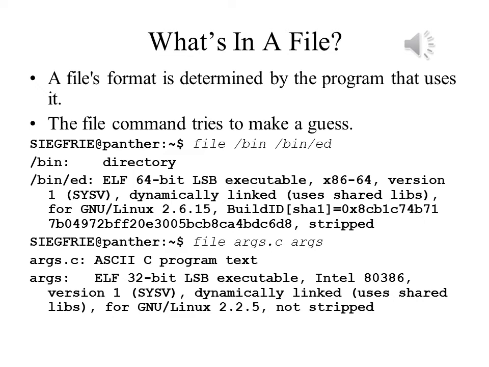The truth is that exactly what all of this means is something that's a little beyond the scope of the course, or certainly beyond our scope right now. Similarly, I can do the same thing for file args.c, and it recognizes from what it finds at the beginning of the file that it is a program written in C and that it's a text file. Args afterwards is telling you that it is similarly an executable version of a program.